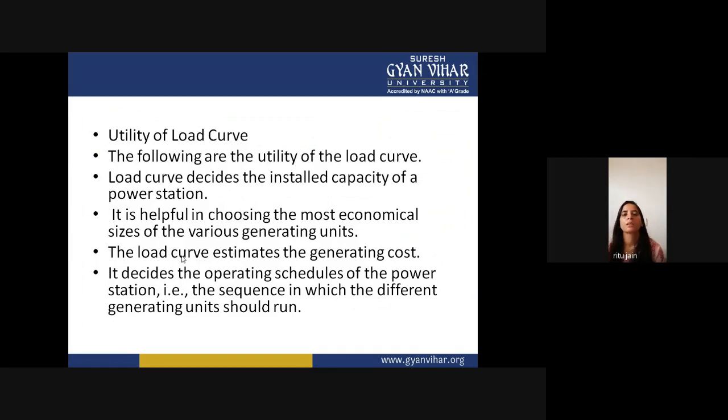Okay. Then the load curve estimates the generating cost. It decides the operating schedules of the power station. That is the sequence in which the different generating units should run.